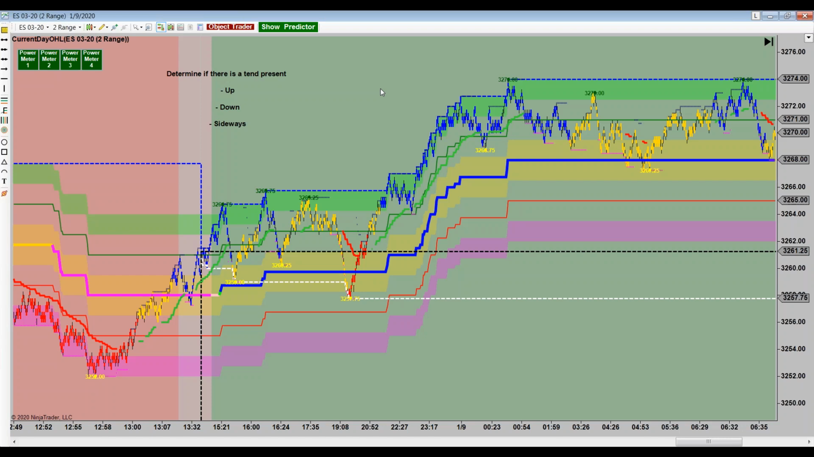I trade a 2 range on ES because it provides more detail on the entries. I know some of you do that.